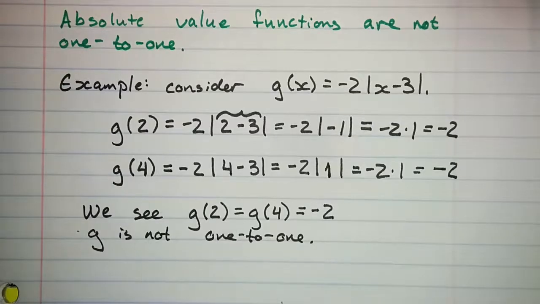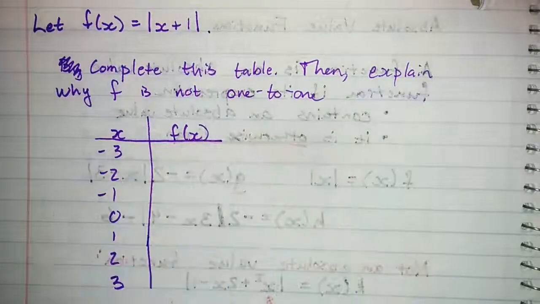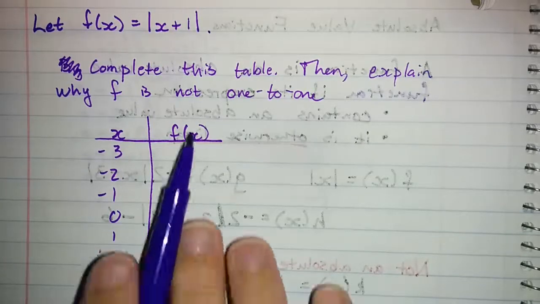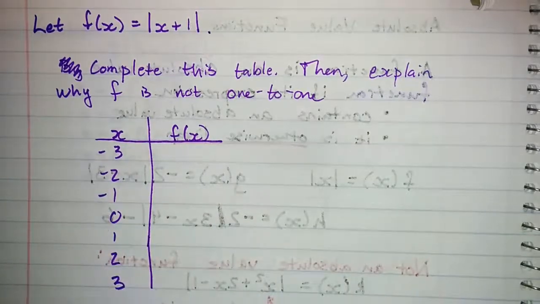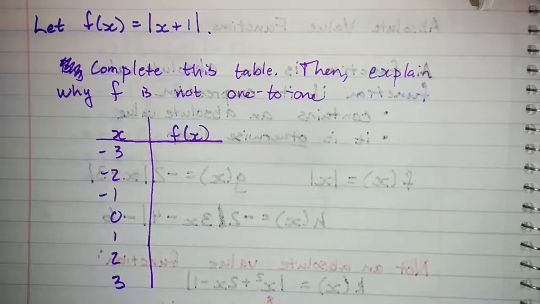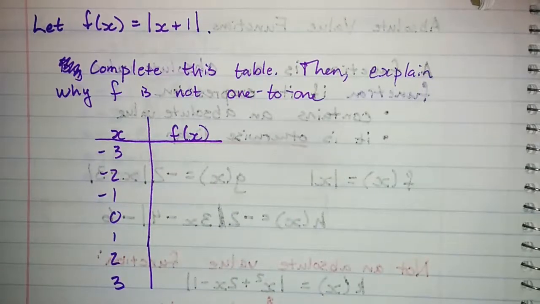I'm going to have you do an example, again, just by trial and error. So let f of x be the absolute value of x plus 1. Complete this table, and then, based on what you see in the table, explain briefly how you know that f is not one-to-one. Pause the video and try this now.